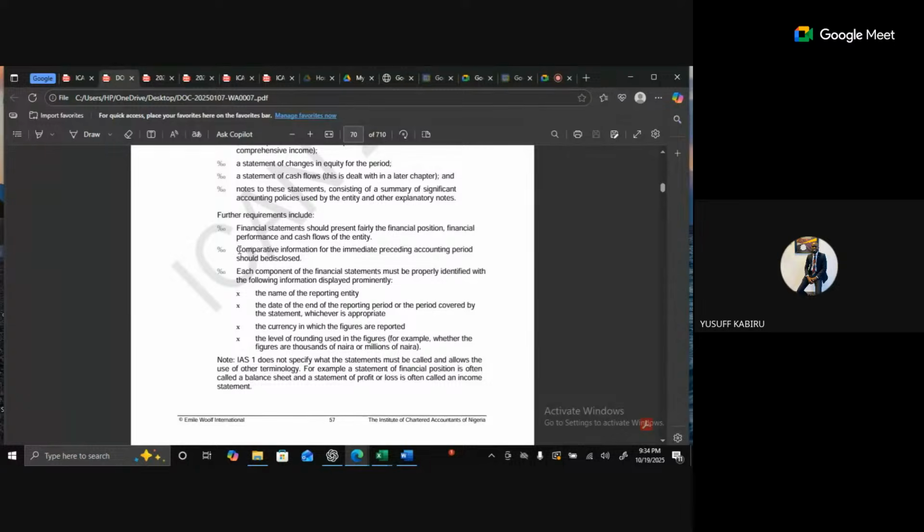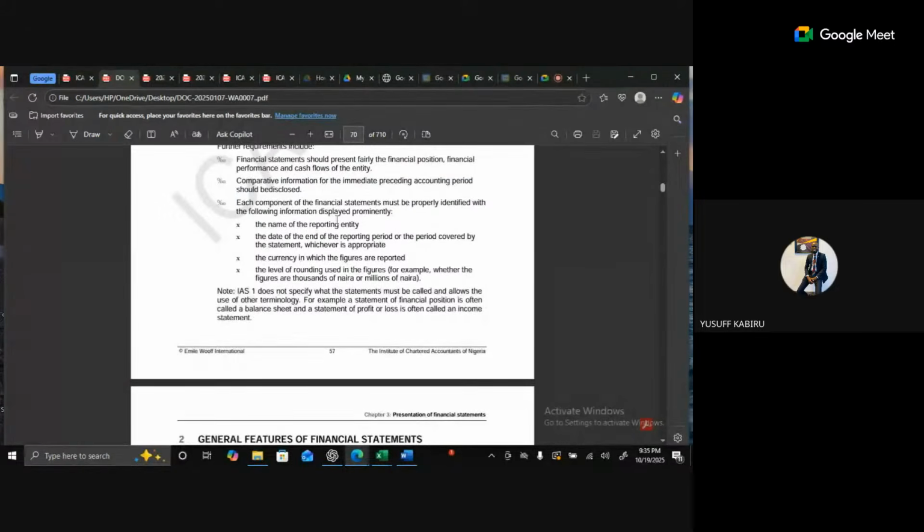Then comparative information. This comparative information is you showing the performance in the previous year, right, with what you have currently, so that people going through your financial statement will be able to see, okay, what was our revenue for last year? It was this, and this is the one for this year. So that is the importance of the comparative information of the preceding year. It helps you to understand the performance or the position of the organization over a period, let's just say 2 years minimum. So that is just that.